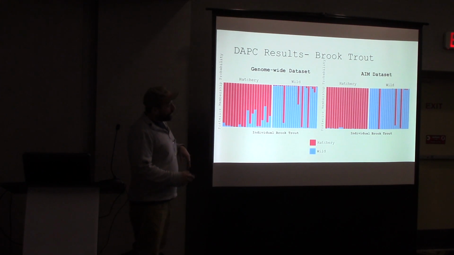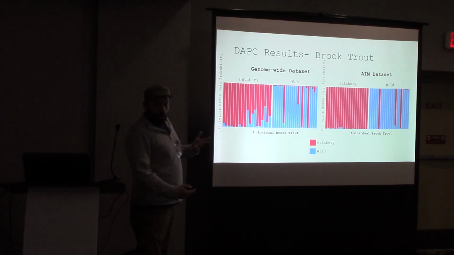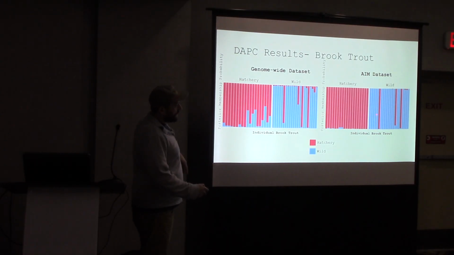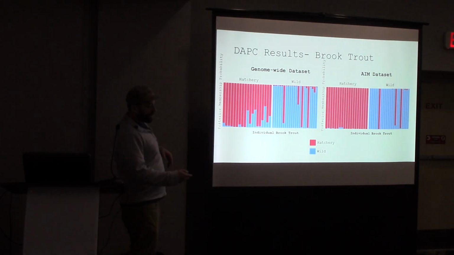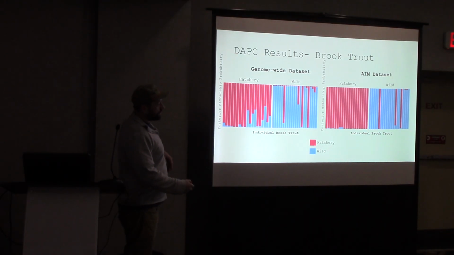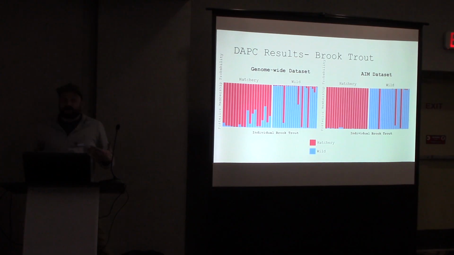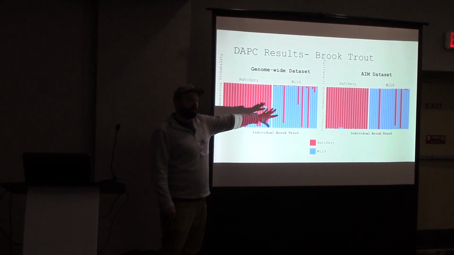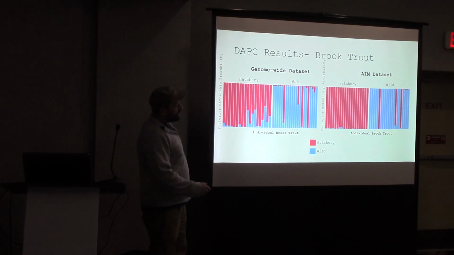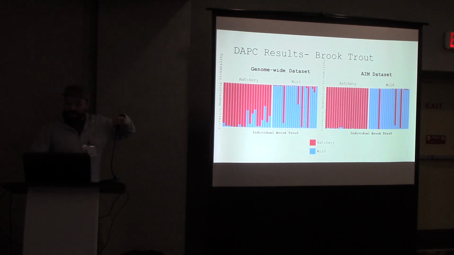So we could see right off the bat, just to hopefully make this super clear, this red individual here that's caught in the wild, that's likely a hatchery fish that we recaptured, right? Because it was caught in the wild, but its posterior probability is to the hatchery population, right? So both using the genome-wide and the ancestry informative data set, we were able to do that. Of course, you can tell it's much less variable for both wild and hatchery individuals with that AIM data set.